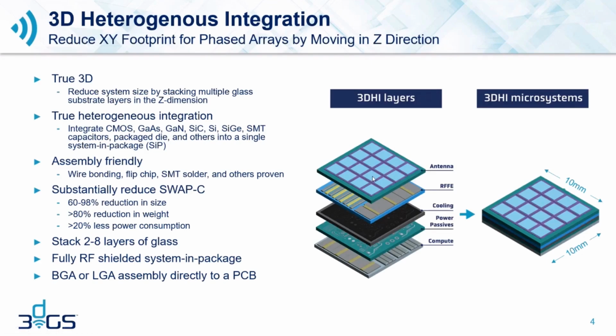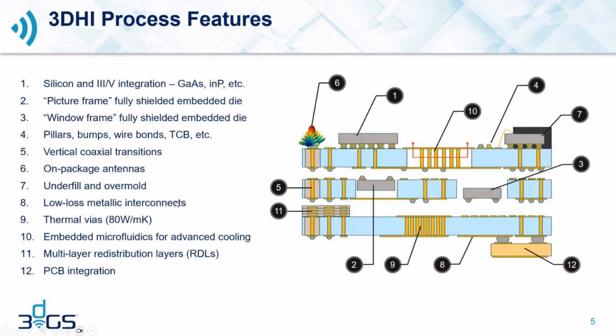The glass itself is stacked on top of each other using solder ball or nano silver type connections. So in this case, we're able to get very small, highly integrated, complete phased arrays in a single SIP module. This can then be assembled onto the customer's next level assembly or PCB. These are all the different 3D HI capabilities that customers are asking 3D Glass for.